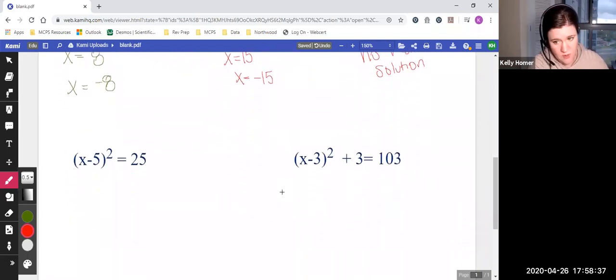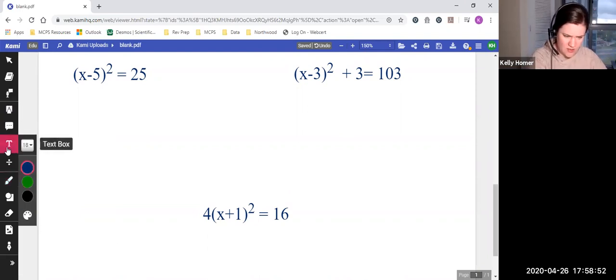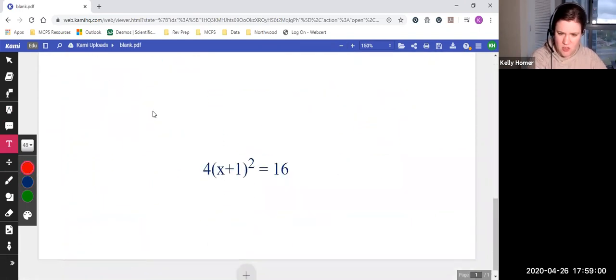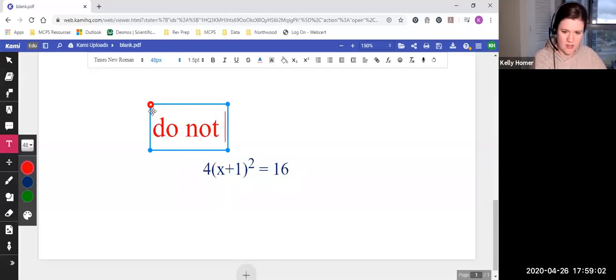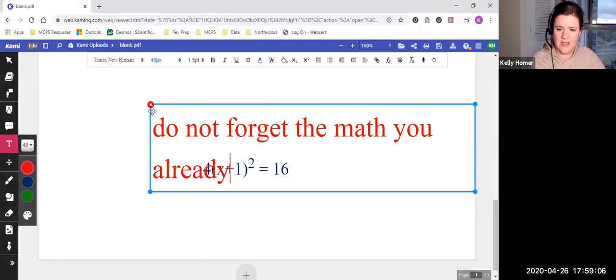Now, you're going to see something like these three, right? And you might have a moment of panic, and don't. What I want you to think about is you already know this math, right? You already know a lot of stuff. Don't forget my moral of my always forever story. I'm going to make it nice and big for you to see. Do not forget the math you already know.